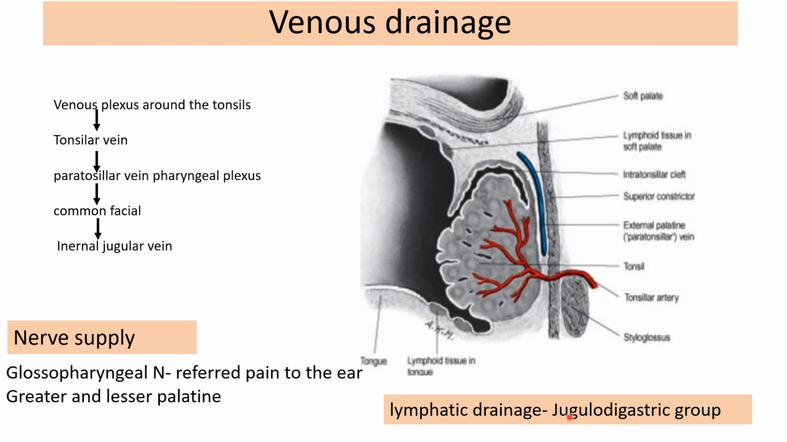Now about the lymphatic drainage, it is into the jugulo-digastric group of lymph nodes. This is the main lymph node which drains the tonsil, and this is actually the upper group of the deep cervical lymph nodes. So the lymphatics from the tonsil drain into the jugulo-digastric group of lymph nodes.